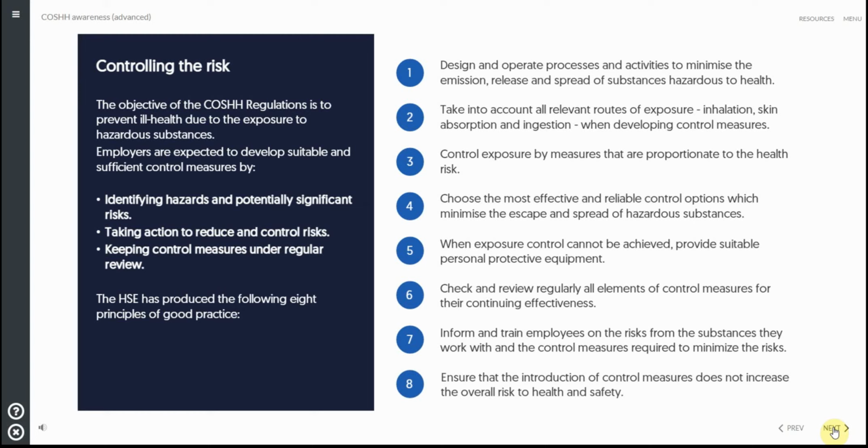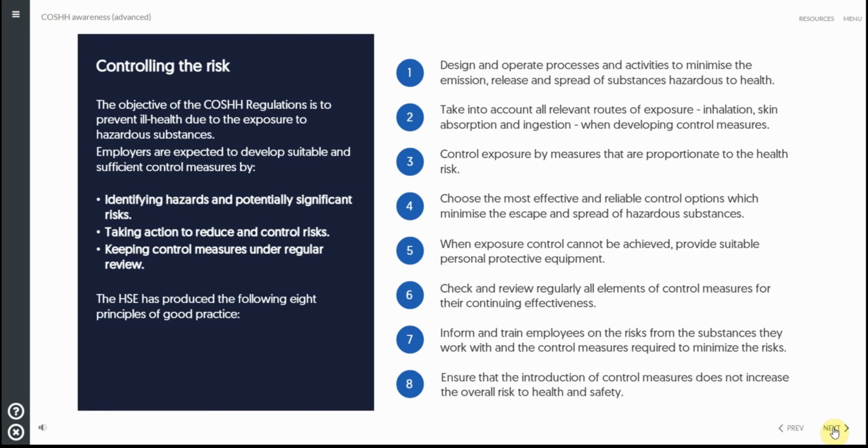1. Design and operate processes and activities to minimize the emission, release, and spread of substances hazardous to health. 2. Take into account all relevant routes of exposure, inhalation, skin absorption, and ingestion when developing control measures. 3. Control exposure by measures that are proportionate to the health risk. 4. Choose the most effective and reliable control options which minimize the escape and spread of hazardous substances.